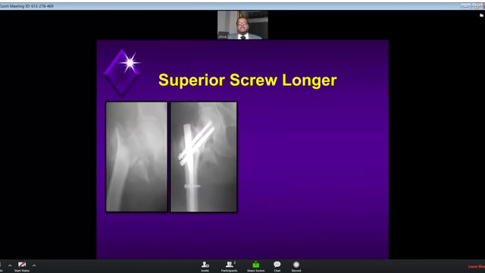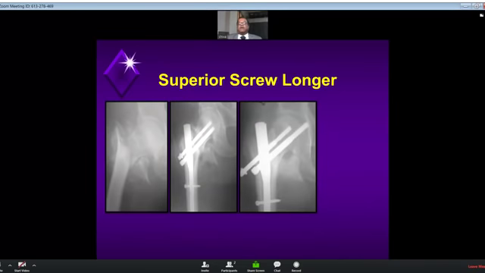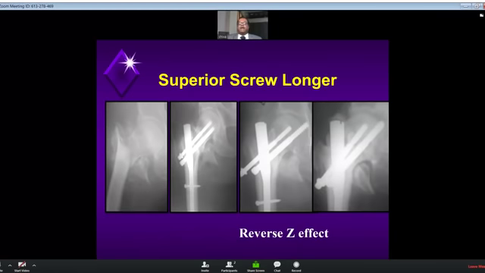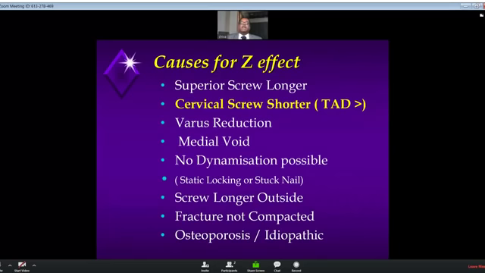Again here, in another case, the superior screw is longer, but in this case a reverse Z effect has happened, again on almost the similar mechanical basis. The next is the shorter cervical screw.